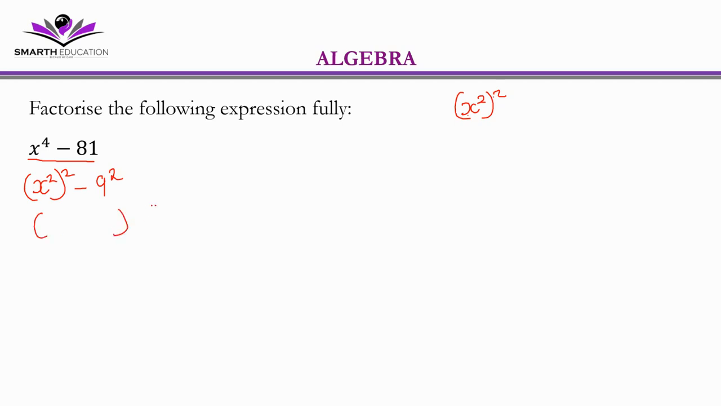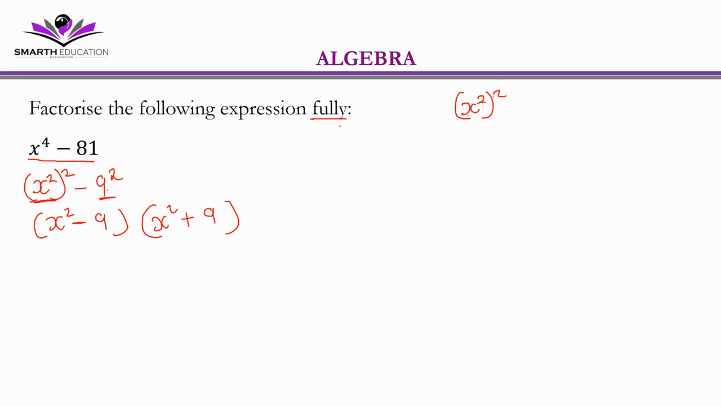So we have our two brackets, then we have minus, we have plus, and then we're going to put the square roots of these. Square root of x to the power 4, or square root of x squared squared, that is x squared. Square root of 81 is 9. Square root of x to the power 4 is x squared, and then square root of 81 is 9.